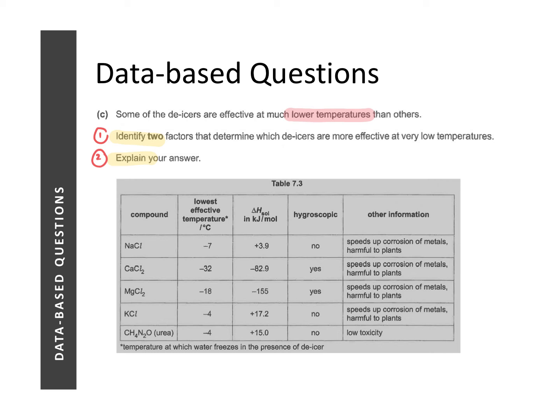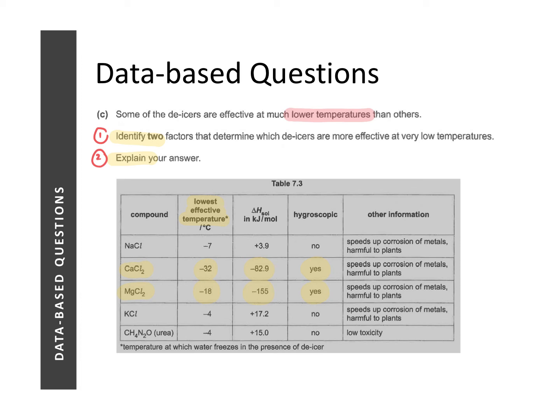Since the question focuses on the different de-icers, we need to shift our focus to the last part, which talks about the different de-icers, and there was a table that gave you some information on the de-icers. The question is telling you that some of them are more effective at lower temperatures. So if you look at the table, there's a column which has lowest effective temperature. So we want to focus on those that are effective at very low temperatures. That would be these two, calcium chloride and magnesium chloride. Now we compare the rest of the properties of these two de-icers compared to the rest. Can you all see that the enthalpy change of solution is negative, and they are both hygroscopic. That means they can draw moisture from the air.